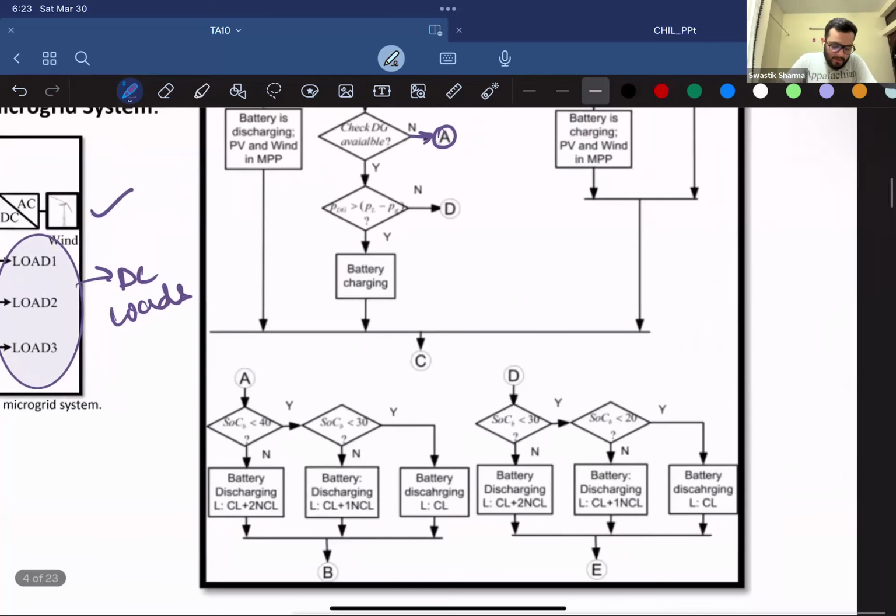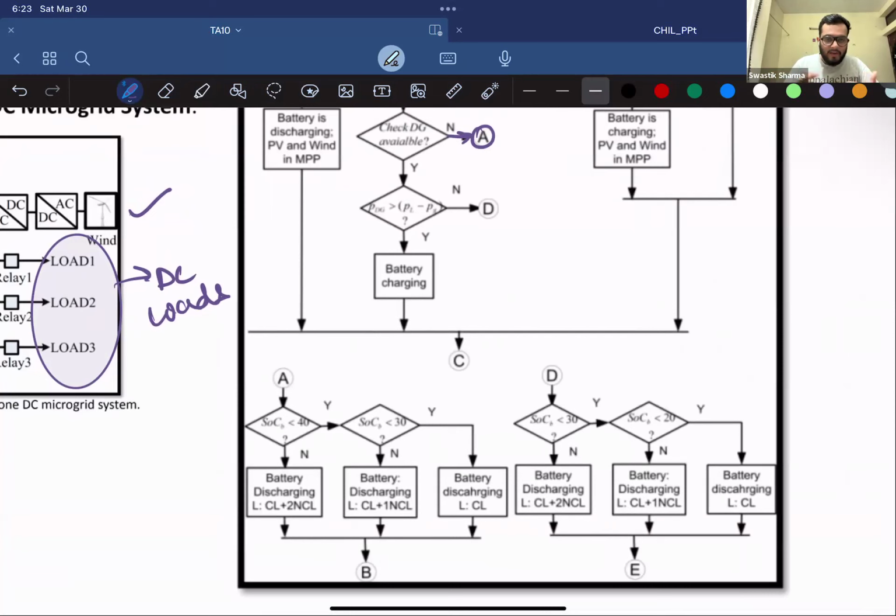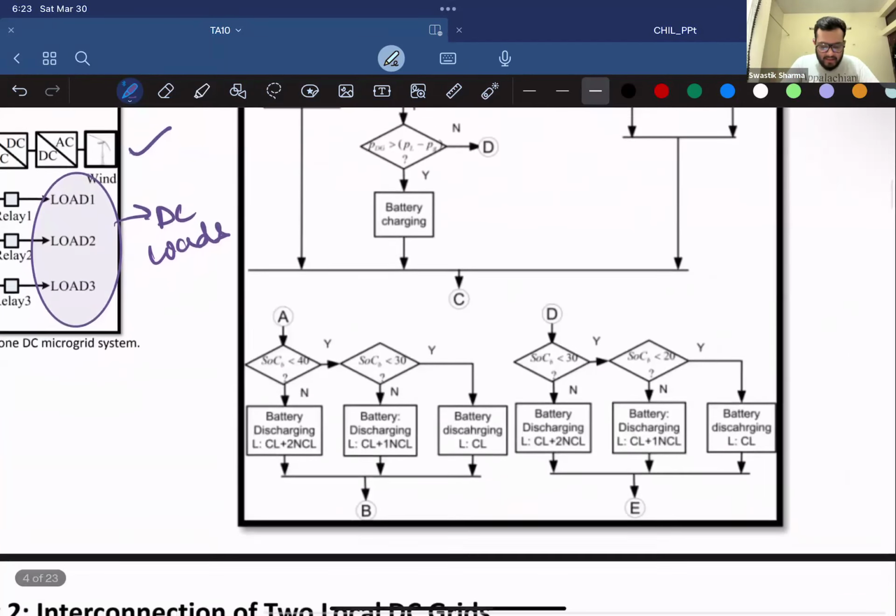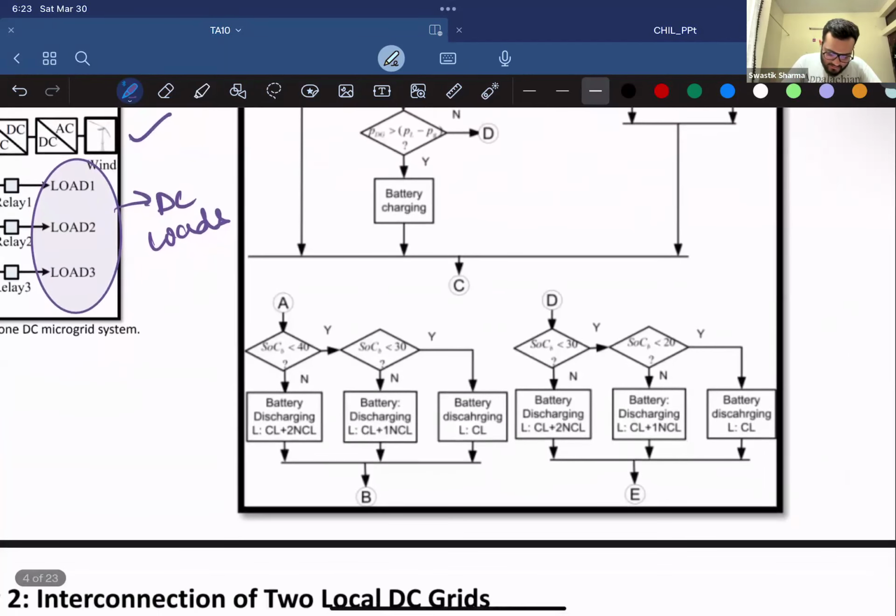Now, let's say your DG is available, but it's not able to meet the deficit. Then again, you check your SOC. If your SOC is not less than 30, you discharge your battery in such a way that you meet critical load plus two non-critical loads. But if it's less than 30, but between 20 and 30, you only discharge your battery for critical load plus one non-critical load. Else, you only discharge your battery for critical loads.